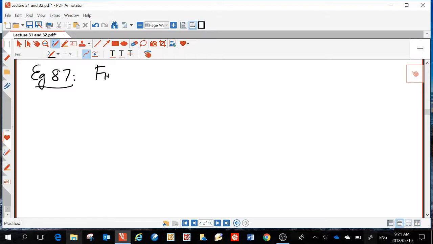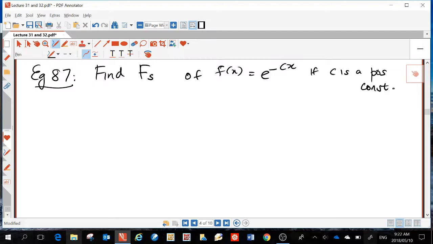Now, find the Fourier sine transform of f of x equal to e to the minus cx. C is a positive constant. C is just some number. It's a harmless problem. But again, I'm interested in the graph at the end of the game. What does the final thing look like? Well, we're asking you to find the Fourier sine transform, so you should have an odd extension.